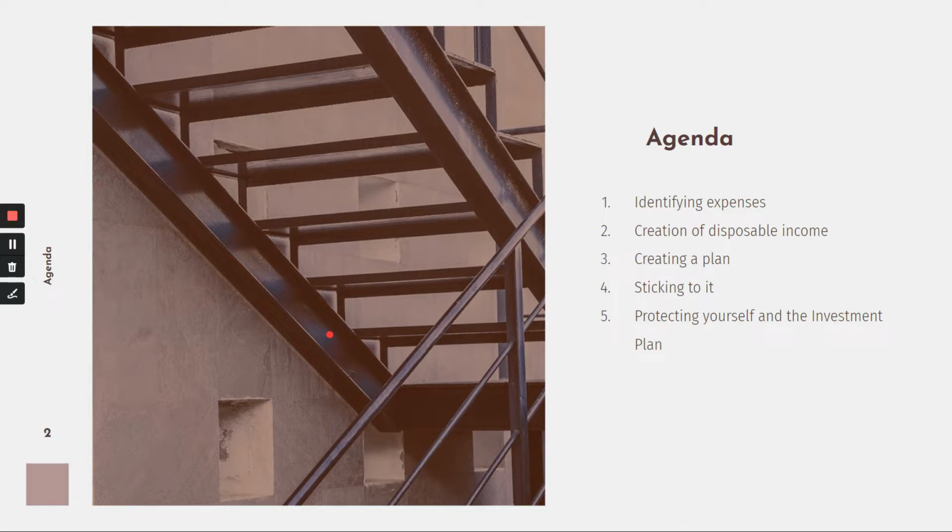So today, our agenda is to first help you identify all your expenses. We're basically categorizing your expenses into different categories. Next, we will then go on to help you identify the amount of disposable income you have. Next, using the amount of disposable income, we're then going to create a plan. We're also going to discuss some ideas and strategies on how you can ensure yourself to stick to this investment plan. Lastly, we'll then talk about how you can protect yourself against certain accidents and also to protect and ensure that you stick to the investment plan throughout your life.